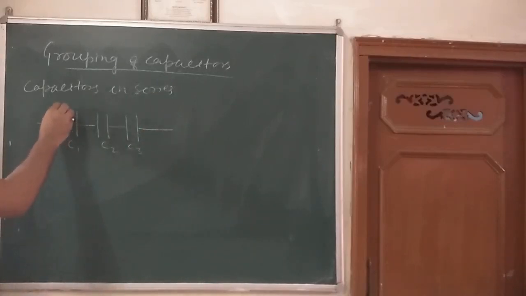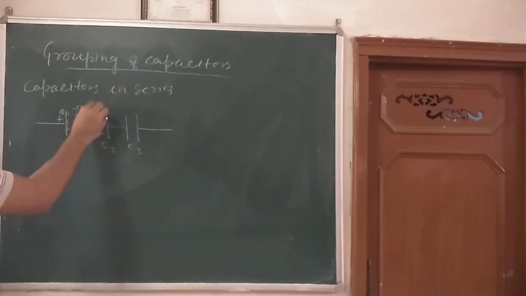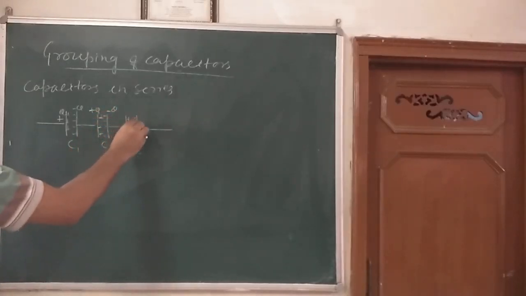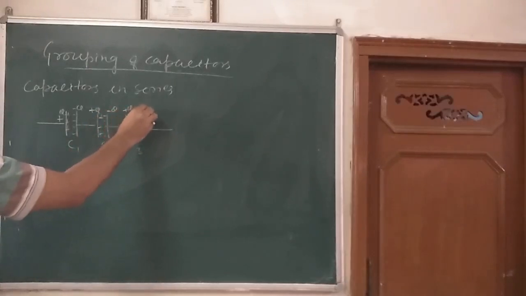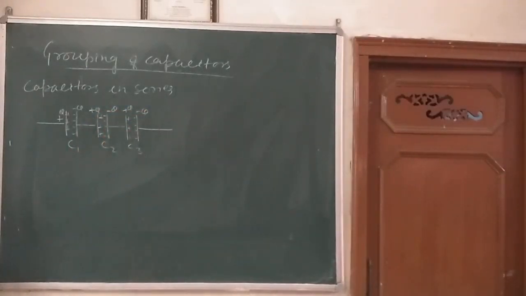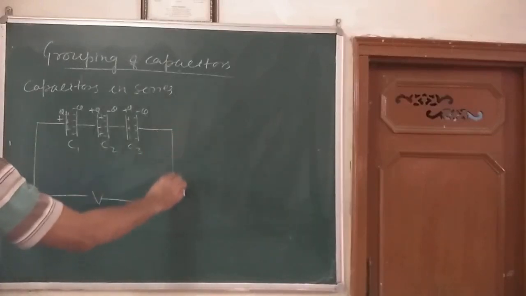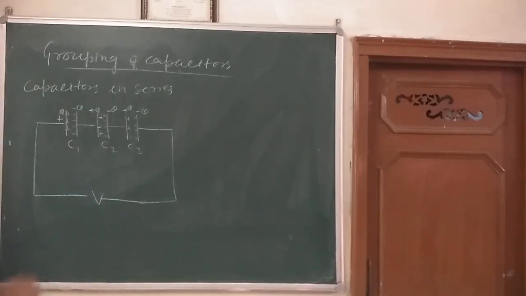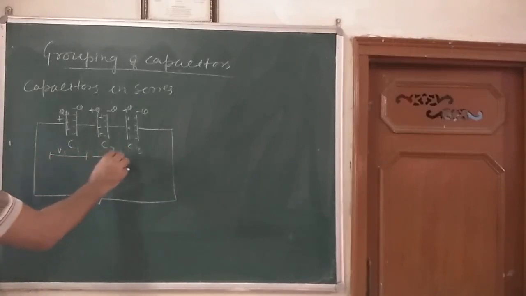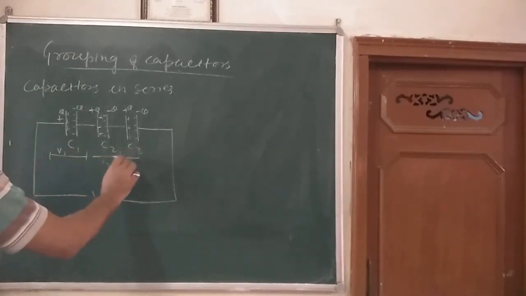Charges on each capacitor: suppose here is plus Q charge, here is minus Q charge, here is plus Q charge, here is minus Q charge. Similarly here, plus Q charge and minus Q charge due to induction. And we apply the potential V. The potential drop across this capacitor is V1, across this one is V2, and across this one is V3.